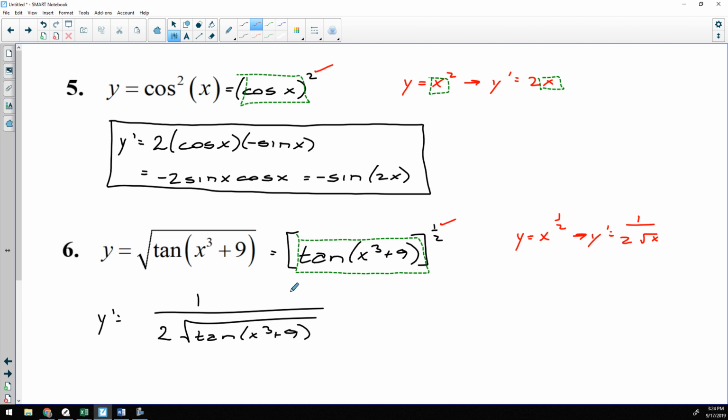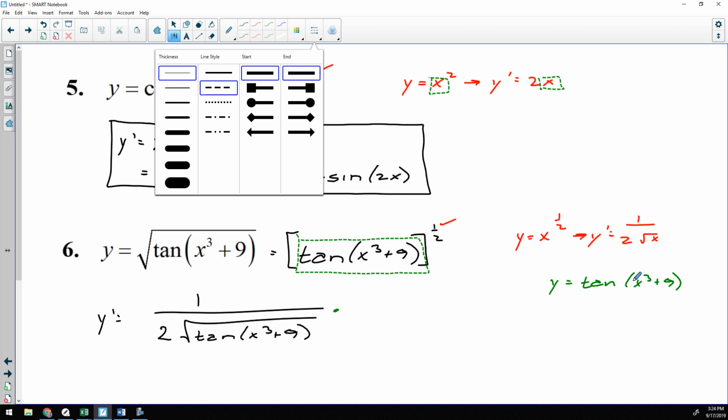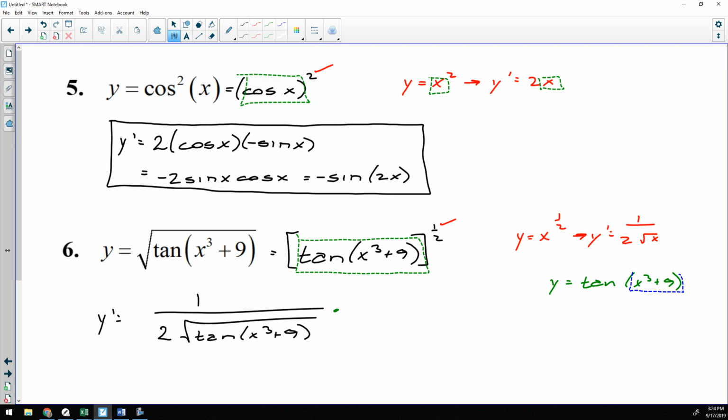Now I look on the inside, and it's like I have a whole new problem. So my whole new problem now is I've got to do the derivative of y equals the tangent of x cubed plus 9. Because now that I've done this, I'm going to have to multiply. I'm going to chain rule, and I'm going to multiply by the derivative of the inside. And so I'm looking at that. That is tangent of stuff. And here we have stuff to ignore. This is a chain inside a chain. So it's the square root of stuff, and then inside I have tangent of stuff.